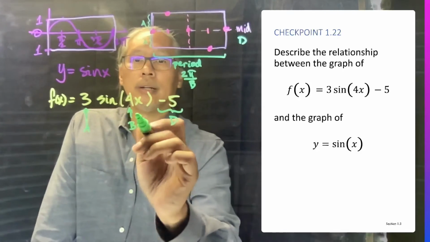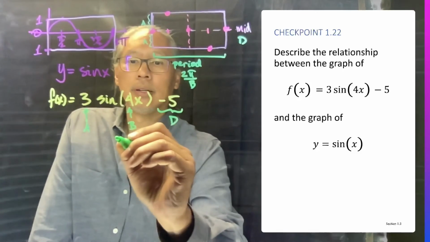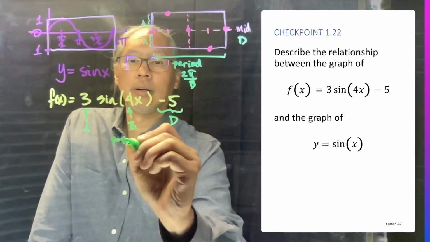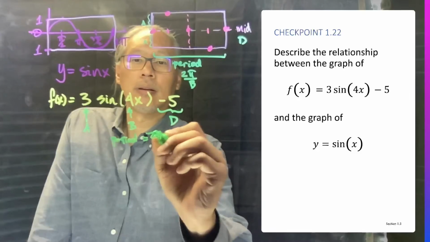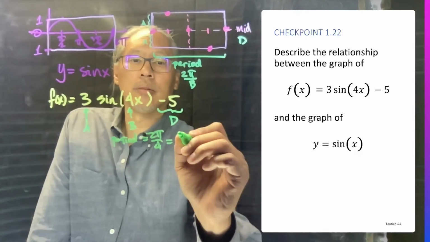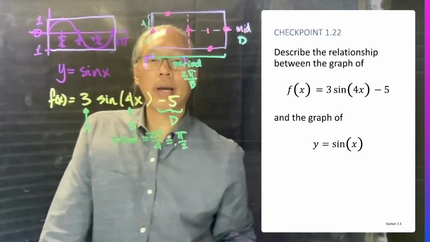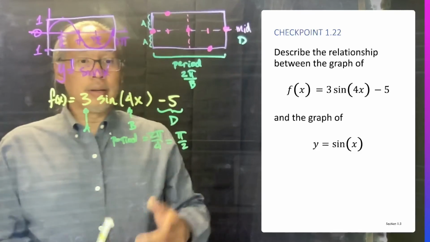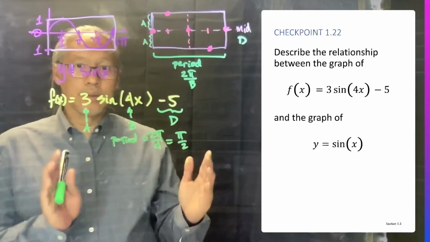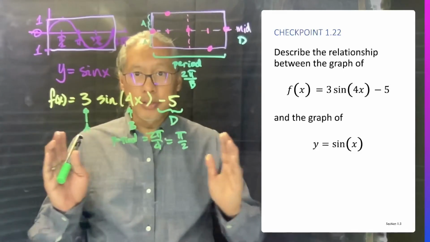And then the B here, well, let's figure out the period, which is 2 pi over 4, which is pi over 2. So we have to complete one whole cycle of this within pi over 2. So you can imagine this thing is going to be squished.